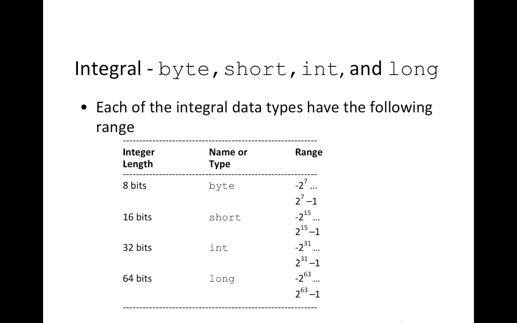In a similar way, for short, it is minus 2 power n minus 1, which is 15, to 2 power n minus 1 minus 1, which is 2 power 15, and again you do one more minus 1. So this is how you define it: if a particular variable's value goes beyond this range, then you choose that particular data type accordingly.